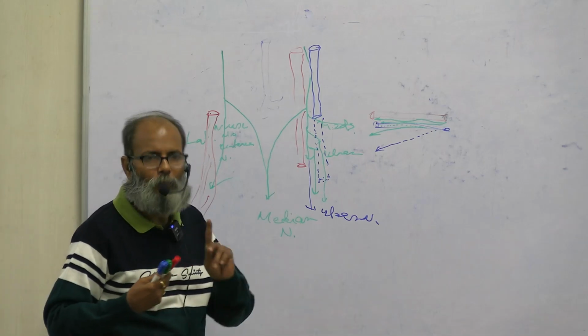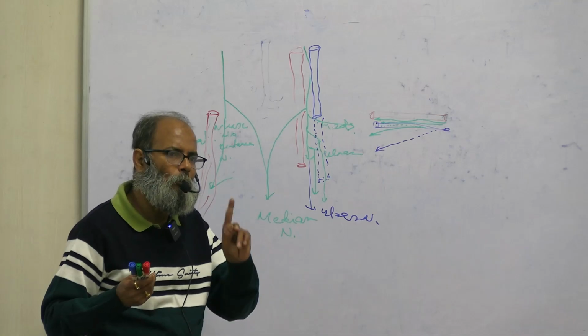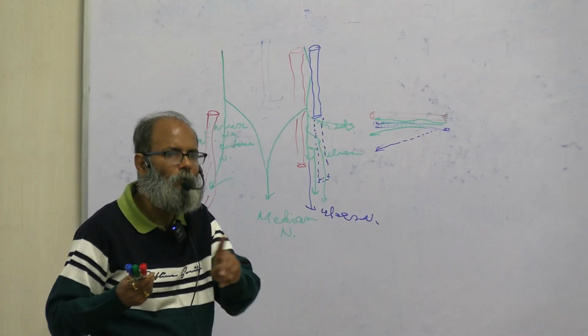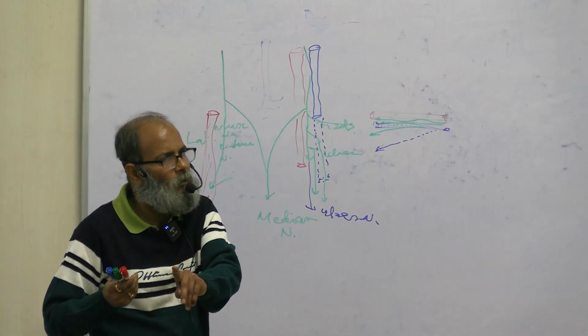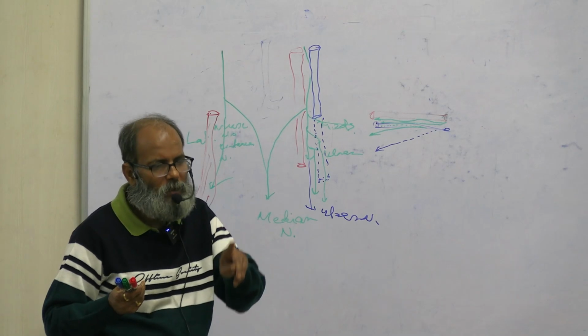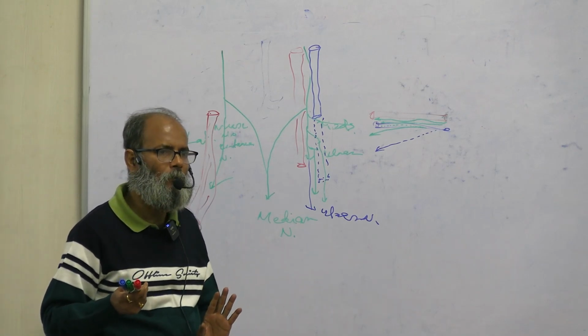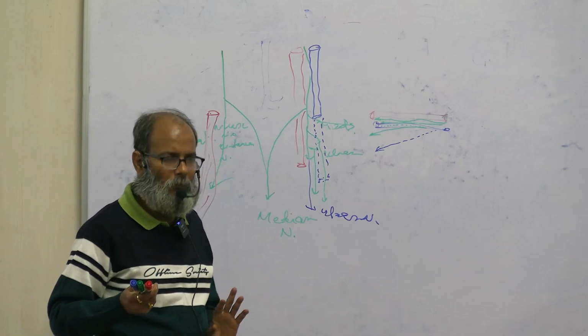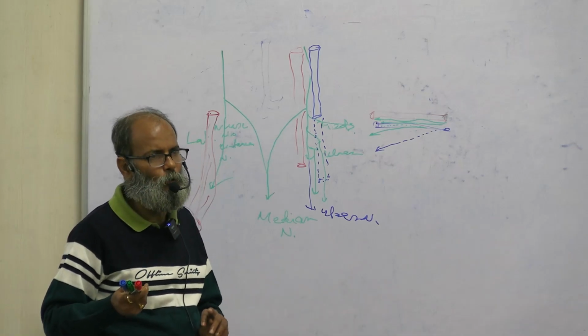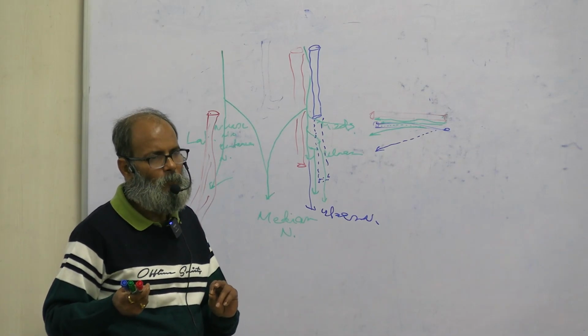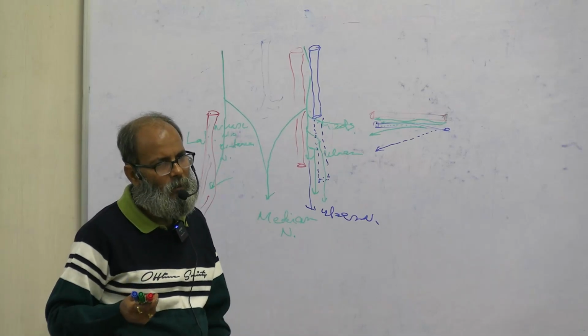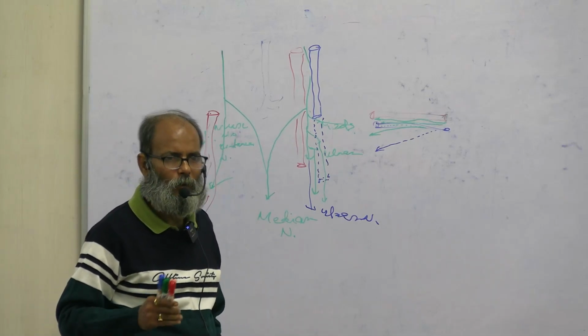Got my point? So the medial cutaneous nerve of arm will be tethered more to the superficial tissue, whereas the medial cutaneous nerve of forearm is free, because it will pierce the deep fascia and reach the subcutaneous tissue more distally. Got my point?